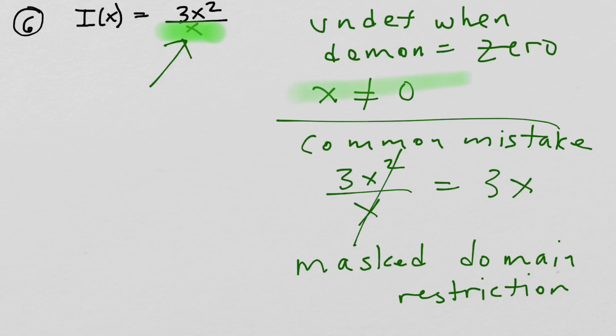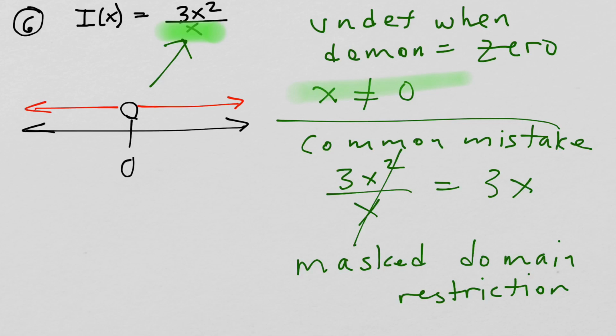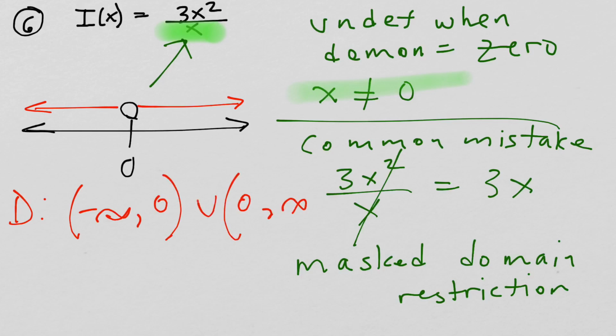All right, so on the number line, what that would look like is just at 0, you've got a hole. Everything else is okay. So domain negative infinity to 0, 0 to infinity. Okay, so that's your domain. All right, that's the end of those examples.